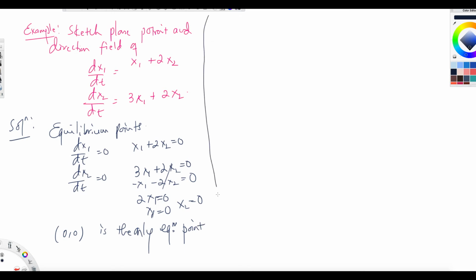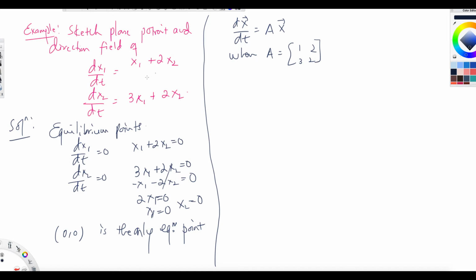Now we want to test the stability of that equilibrium point. We will talk about different methods later, but for now I want to draw the direction field and the phase plane. How do I do that? Let me write the given equation in matrix form. We have the vector dx over dt equals Ax, just Ax, right? Where A is equal to the matrix 1, 2, and then 3, 2.